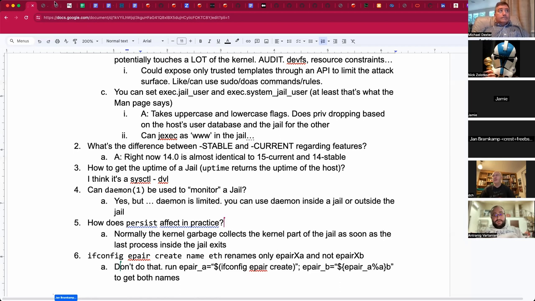Coming back to the original point, can I have rootless jails? The answer is yain. You have to do the file system setup as root. You have to do the network setup as root. But once that's done, there's nothing stopping you from having a thing which is: make me a jail in this container, and I have to accept all the other stuff.